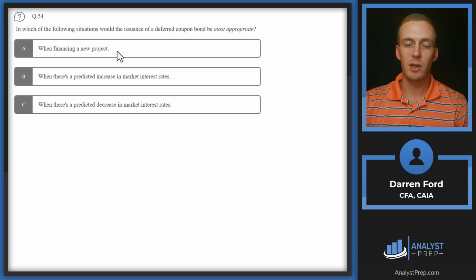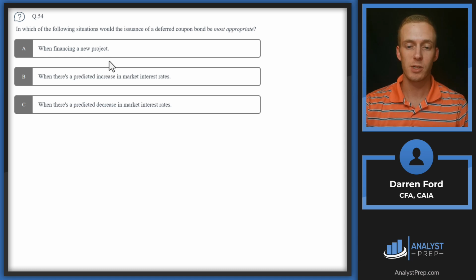So if we're taking on a new project, this could be especially helpful because we're likely not going to have revenue or profits coming in at first. So if we're not having to make interest payments while we have no revenue or profit coming in, that's obviously going to be a positive.